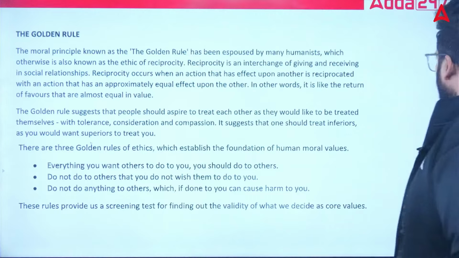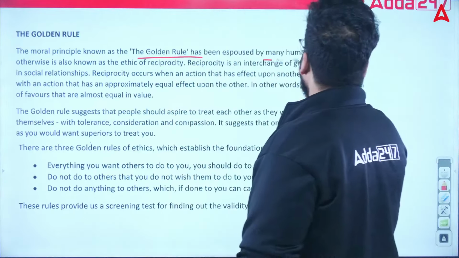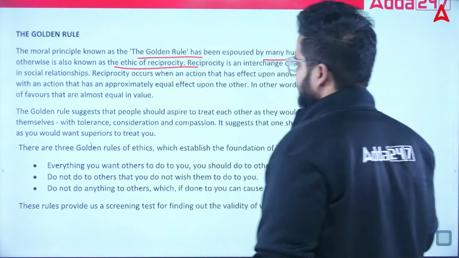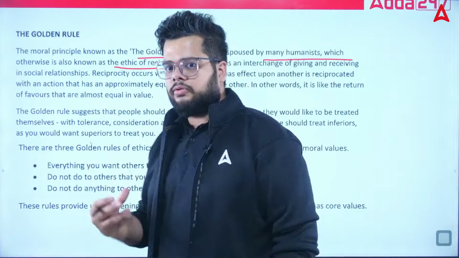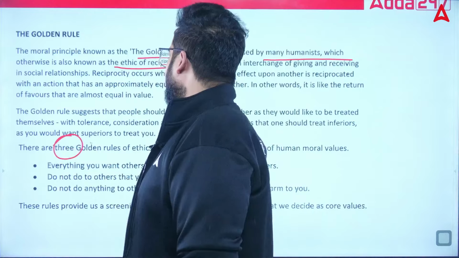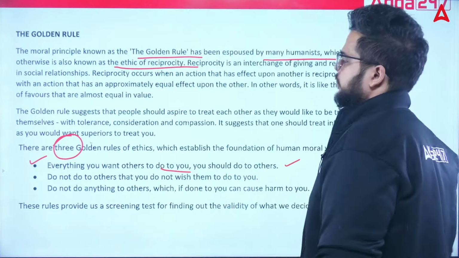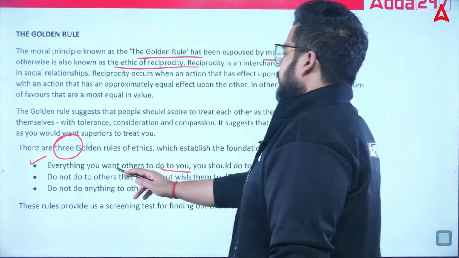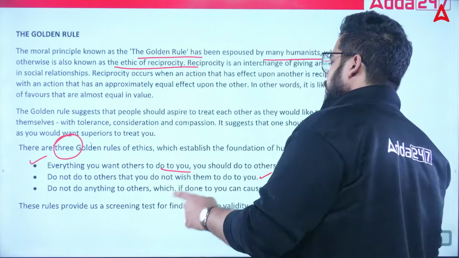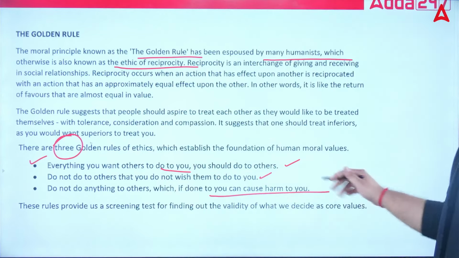Then the golden rule, when we talk about ethics. The moral principle known as the golden rule has been espoused by many humanists, which is otherwise also known as the ethic of reciprocity. Whatever somebody is doing, you are also replying based on whatever knowledge you have. So three golden rules of ethics. First one, everything you want others to do to you, you should do to others. Reciprocate that. Do not do to others what you do not wish them to do to you. Do not do anything to others which, if done to you, would cause harm to you. So these are the three golden rules.